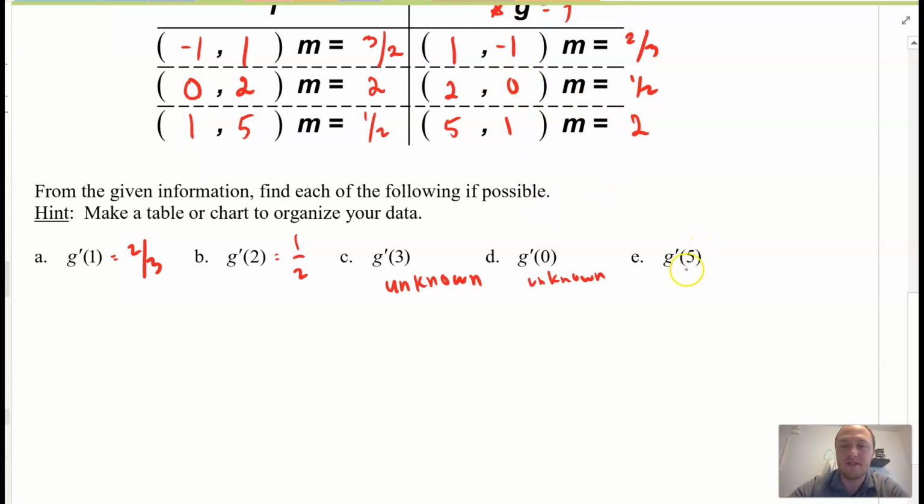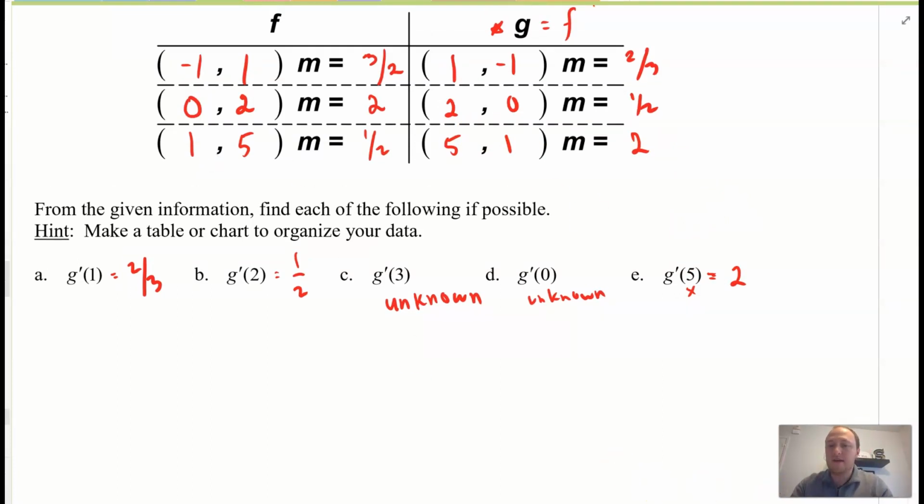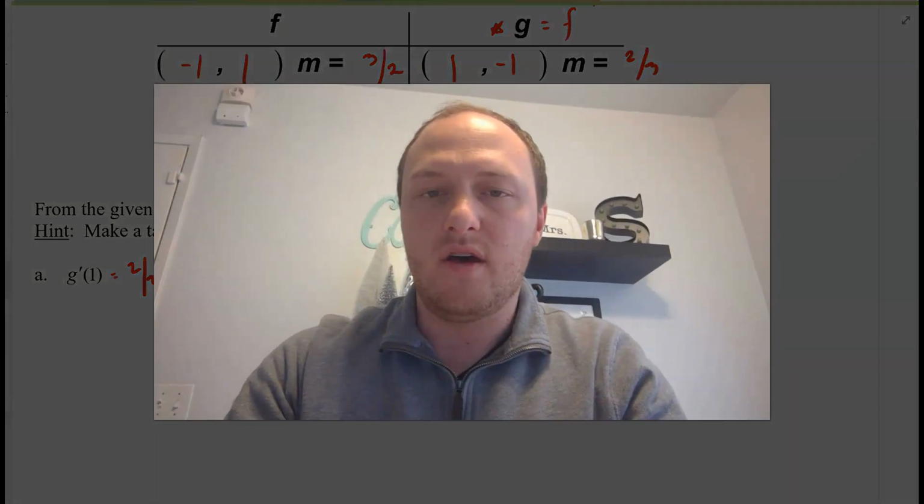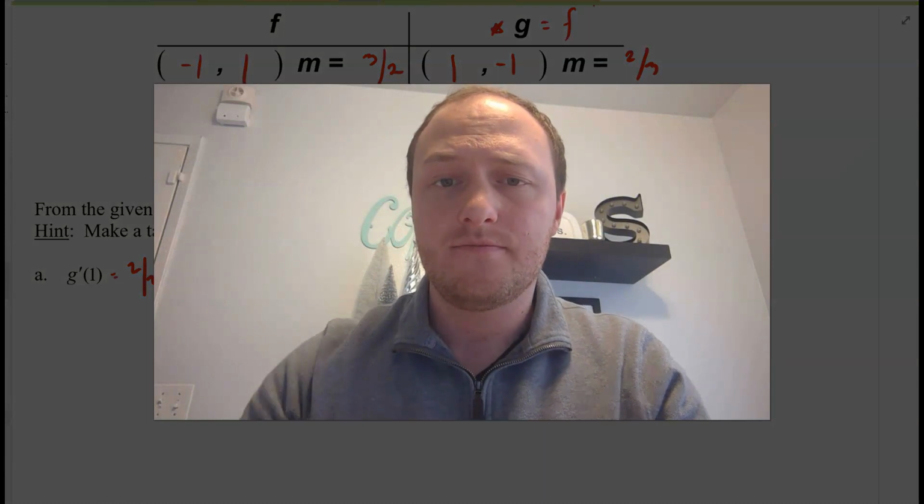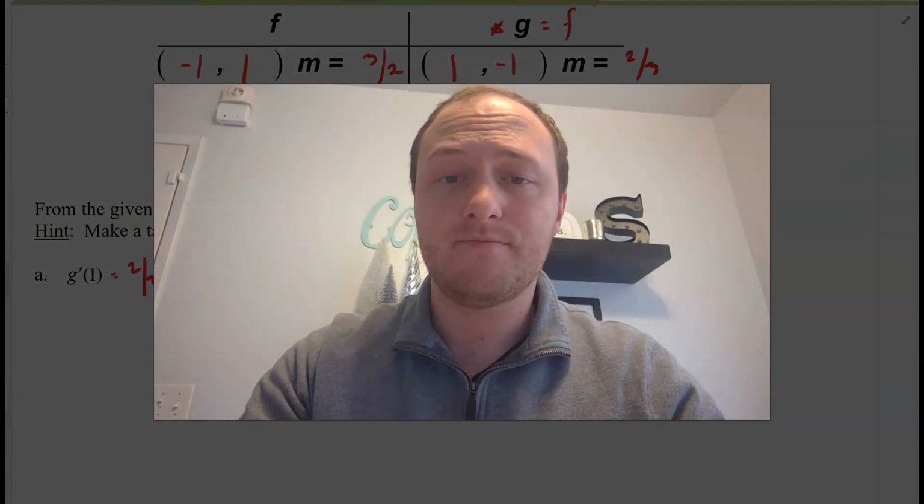g prime of 5. So where's the x value 5 in g? Here it is. Okay, and what's the slope there? Right, that's what the prime means. That means g prime of 5, and that is 2. So there you have it, folks. That is the derivative of inverse functions. They're reciprocals. That's it.